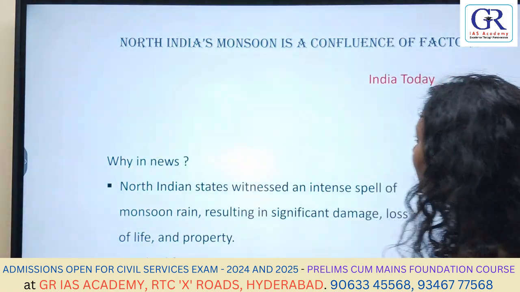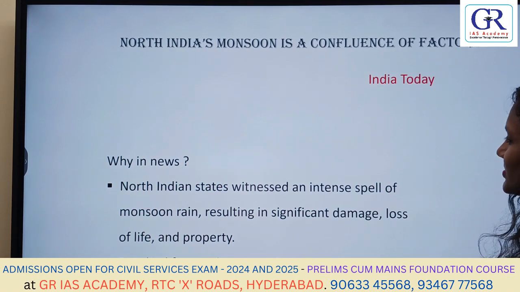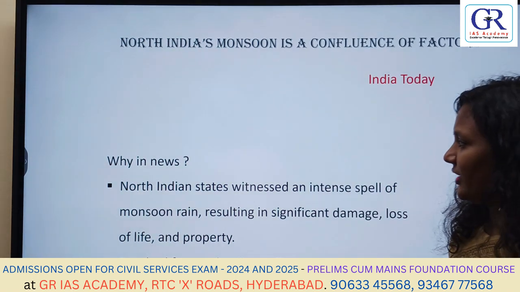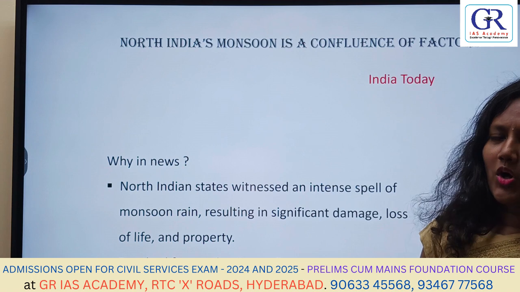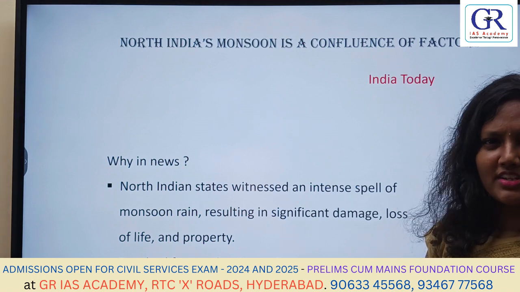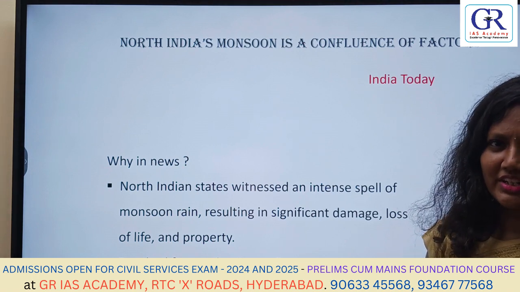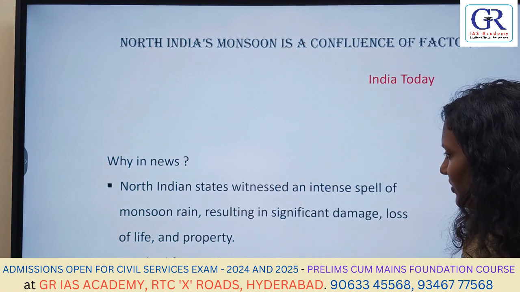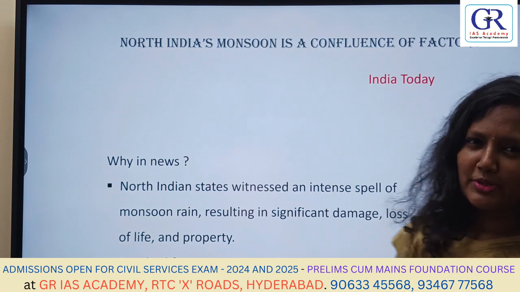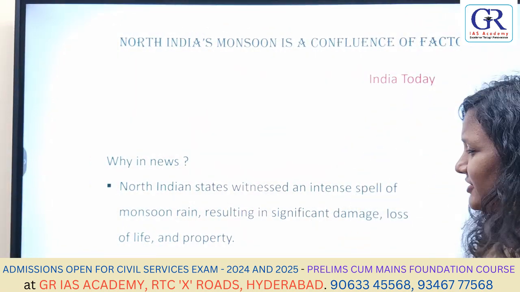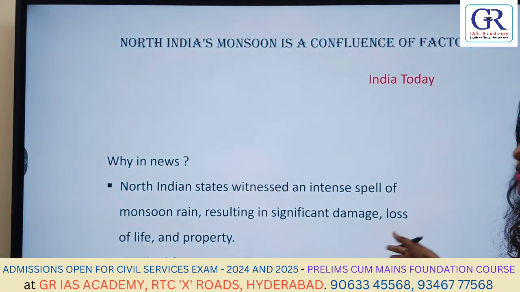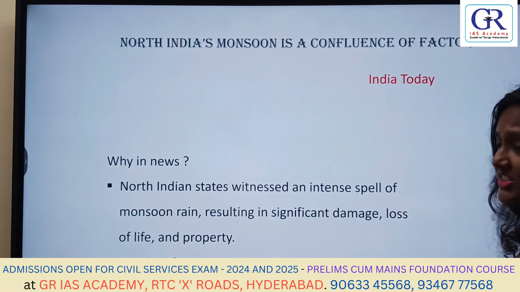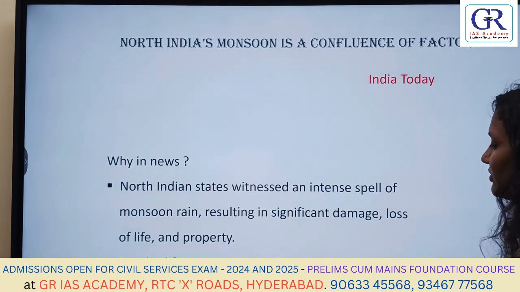Next, North India's monsoon is a confluence of factors. So this news is in India Today. Why is this in news? Already you know there are so many rains in Himachal Pradesh, Delhi, Uttarakhand, right? So North Indian states are witnessing heavy monsoon rains, resulting in damage to life, property and everything, right? So why so much? Because this has resulted from the deadly confluence of two systems.